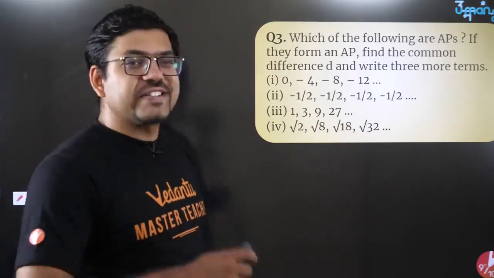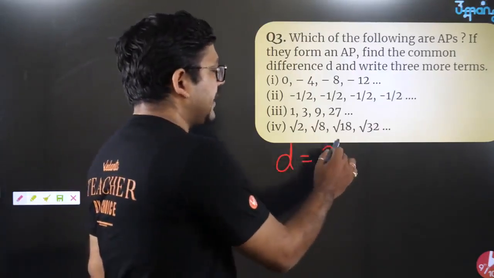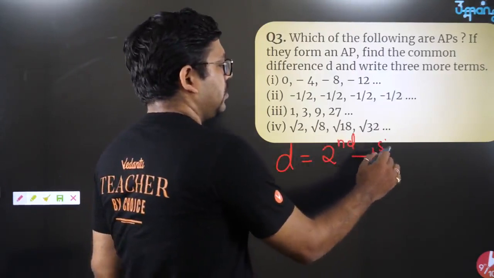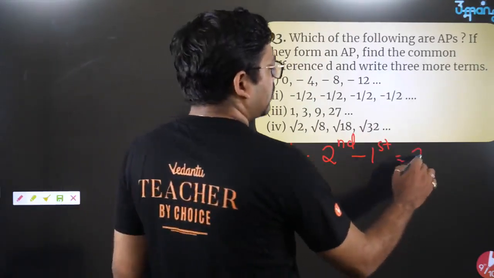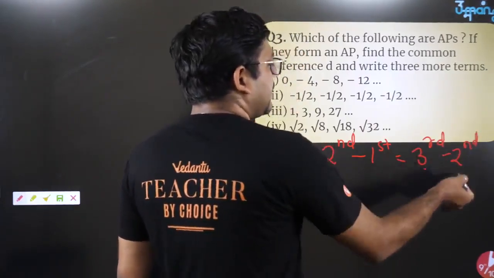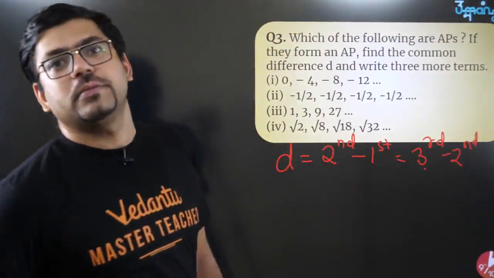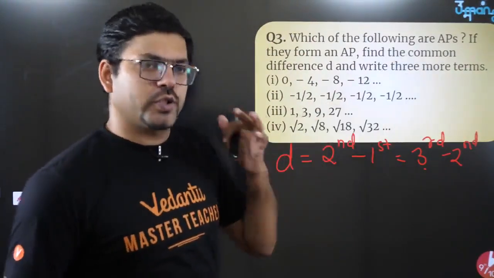The constant difference, that D, has a very simple formula: second term minus first term. Second minus first, or you can even write third minus second. Whatever you are writing first in the subtraction should be the preceding term. So second minus first, or third minus second, or fourth minus third, whatever you wish.